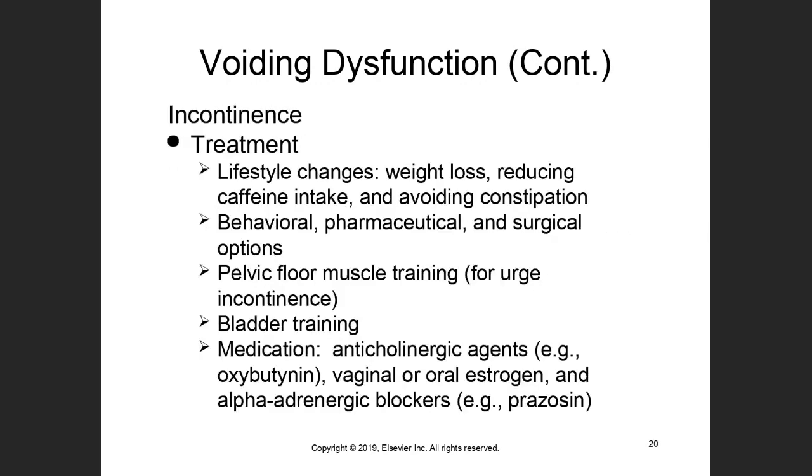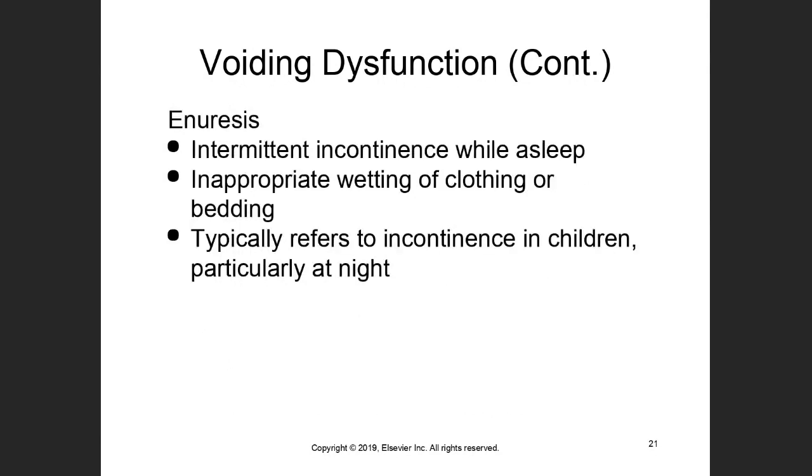Estrogen, sometimes you use estrogen, and it's common in a postmenopausal woman. Okay, estrogen most of the time is used in postmenopausal women. Enuresis is intermittent incontinence while asleep. Okay, that's common in children.